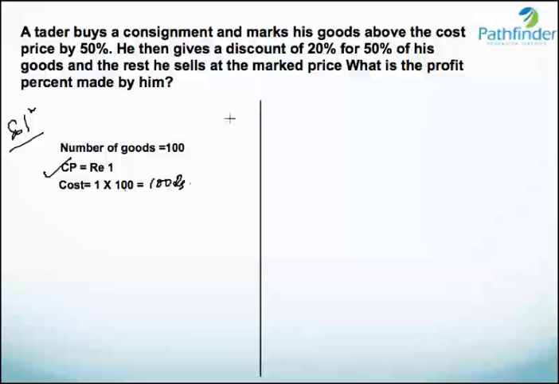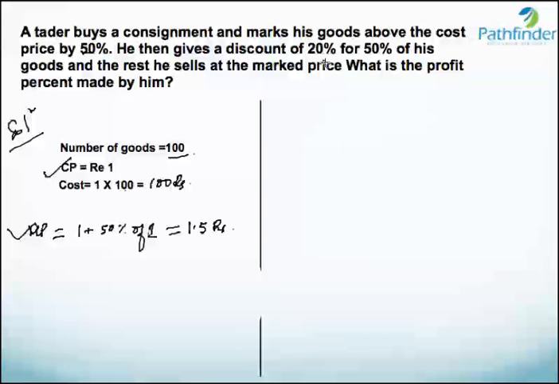Now in order to calculate the revenue earned, all we need to do is calculate the revenue on sale on these items. So we have 100 items and he said that the consignment is marked above the cost price by 50%. So if the cost price is 1 rupee, the marked price is equal to 1 plus 50% of 1, that is equal to 1.5 rupees.